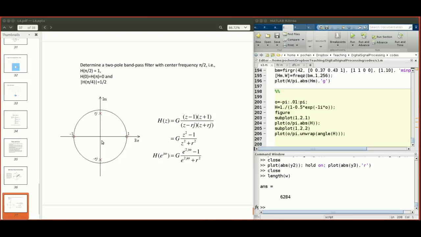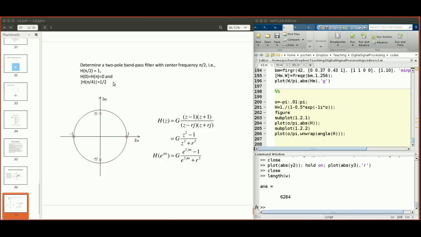So let's just place two zeros. One zero here, right? And its corresponding conjugate pair is also here, since the conjugate of 1 is still itself. And then let's place another zero at pi. That's here, and again, its conjugate is also itself. So we have two zeros, right?